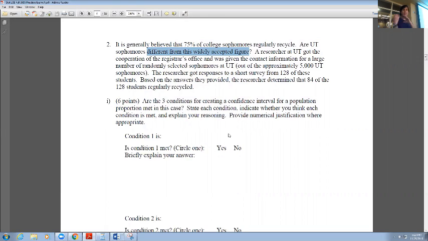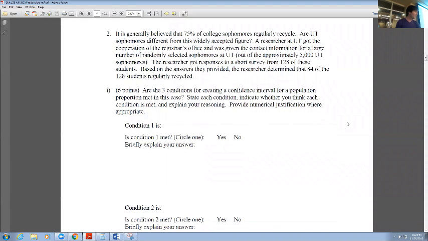When you read these questions, I haven't even looked at the rest of it yet, but I can tell you what it's going to be. A researcher at UT got the cooperation of the registrar and took a sample of 128 students out of the 5,000 students. So the population size is 5,000 and their sample size is 128. How many of those students said they recycled? 84 of those students said they recycled. So with 84 students recycling, how many said they do not recycle regularly? So if 84 recycle, go ahead. 44. And those are going to be very important numbers in a moment.